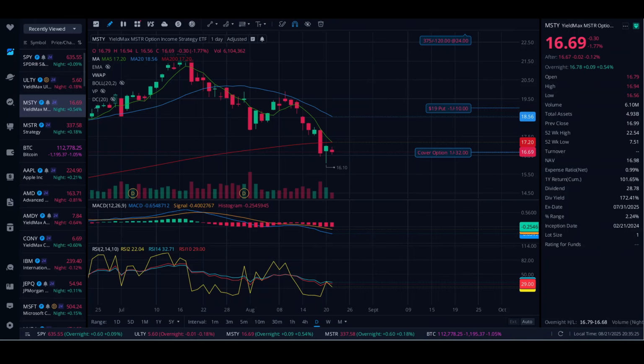So today we're going to update my position on MSTY, CONY, and I'm going to create a new spreadsheet for ULTY so that I can start tracking that one as well.